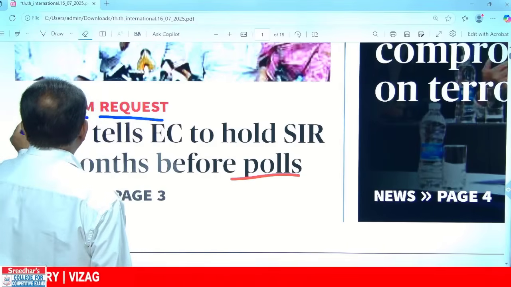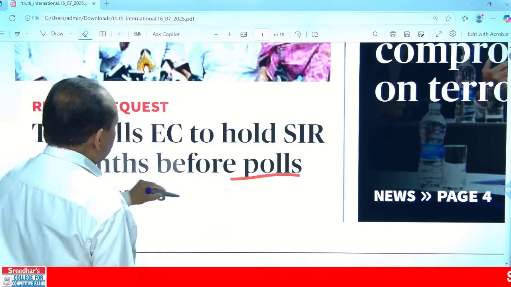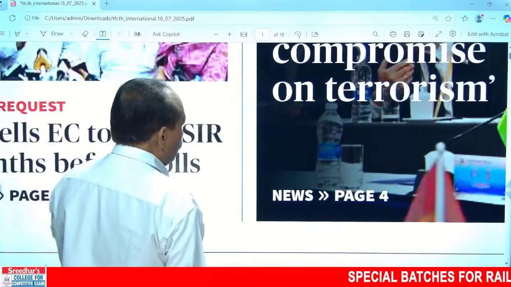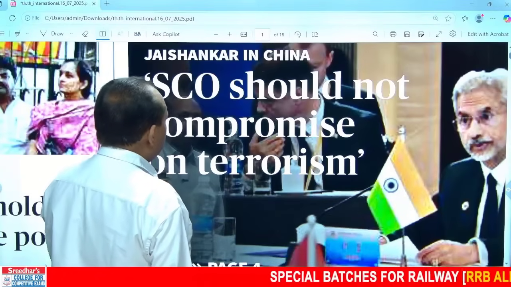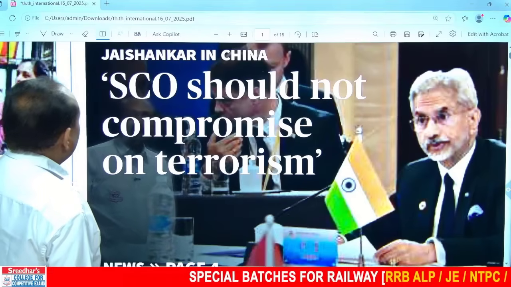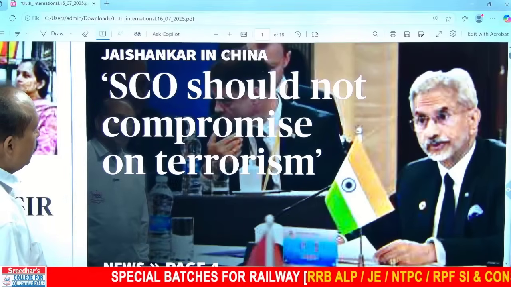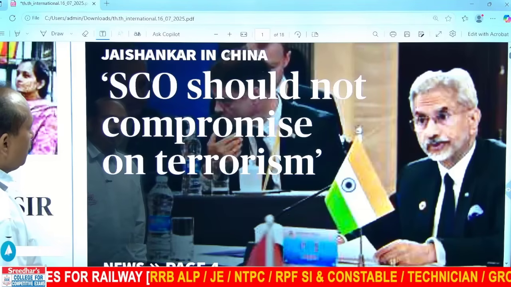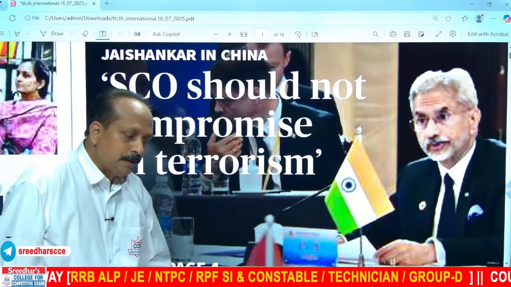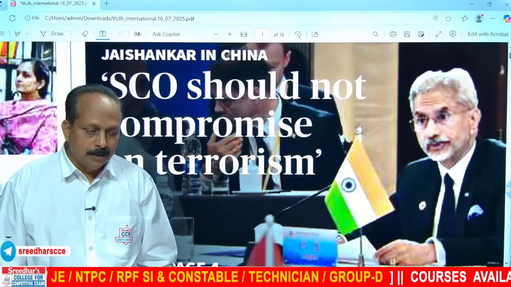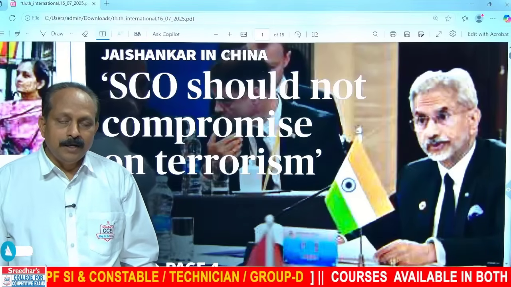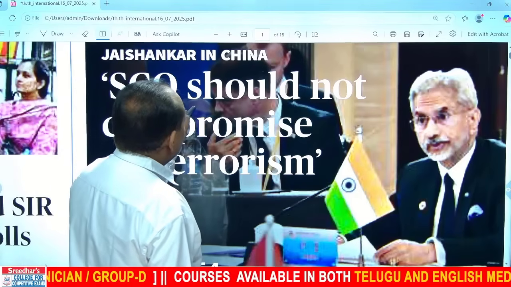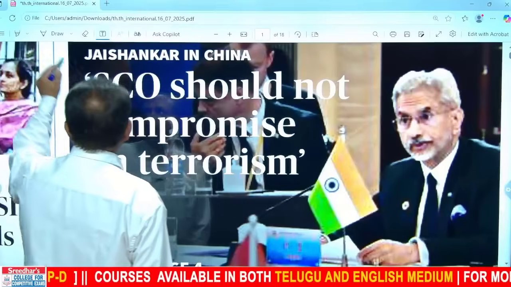Let us go to the next snippet. We have another snippet here. You can see Jaishankar in China. Jaishankar in China: SCO should not compromise on terrorism. Obviously, we should never compromise on terrorism. A statement given by Jaishankar. But there's one important word here, should. Tell me, why is it important?